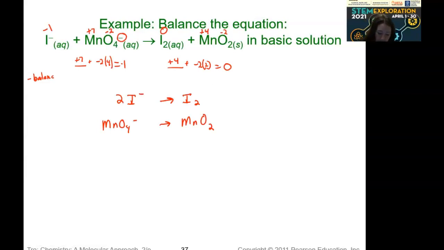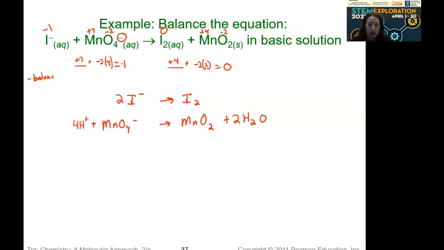So we have our O's. 4 oxygens over here, 2 oxygens over here. So plus 2 waters. Now we have 4 oxygens here and we have 4 oxygens here. But now our next step is balance H with H pluses. Well, now we have 4 H's, so we have to add 4 H pluses over here.